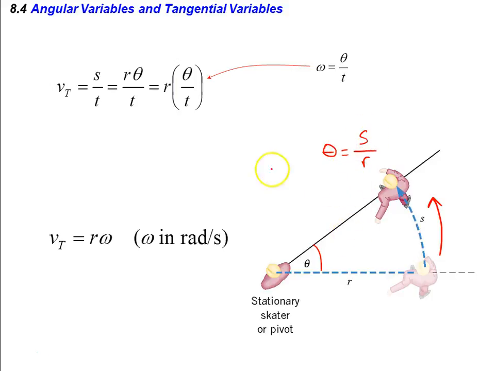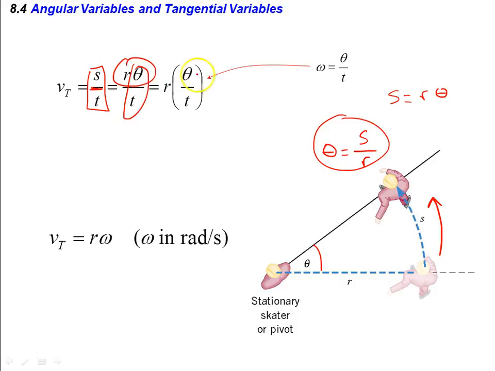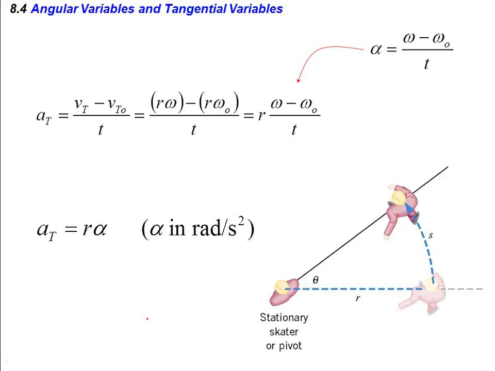All right, well, s divided by t is going to give us our tangential velocity, because that's our displacement divided by our time. Well, what is s from this equation? s is equal to r theta. If we plug in r theta in s's place, we notice that we have this theta over t part. Well, what's theta over t? Theta over t is omega, and so we're left with the result that our tangential velocity is r times omega. And this result shows up again in acceleration, in that our tangential acceleration is r times alpha.